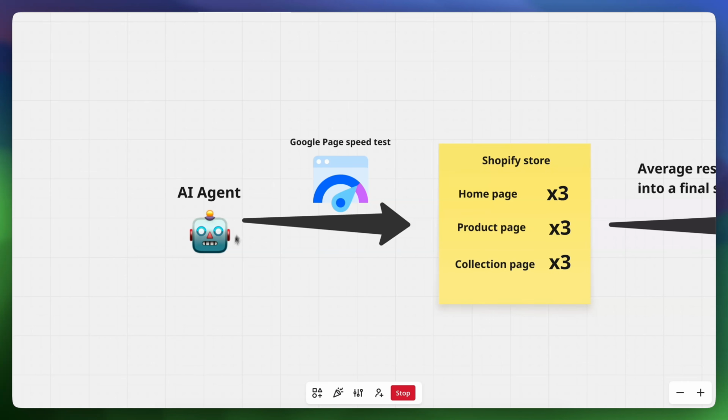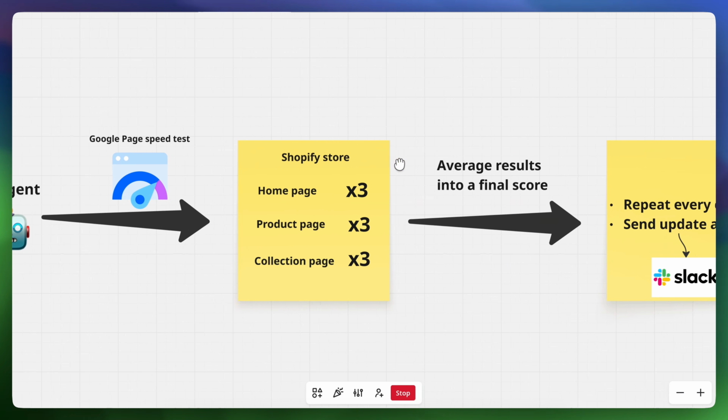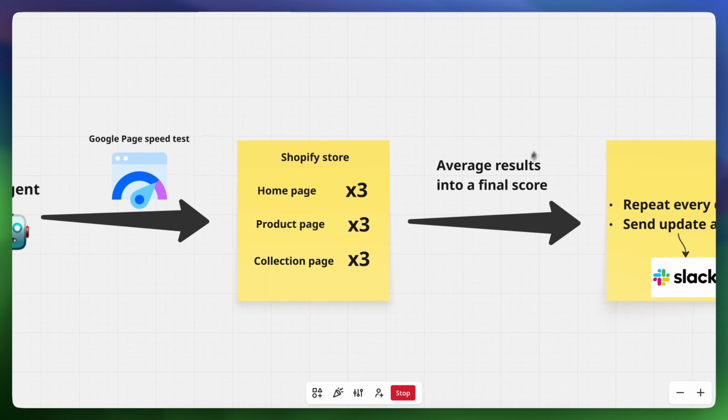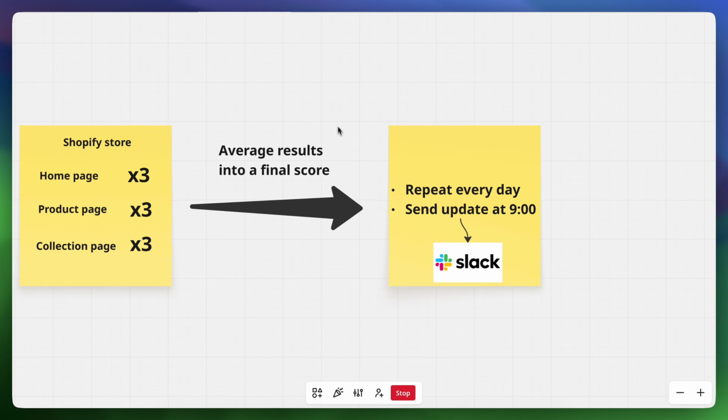I wanted it to test the loading speed of 3 pages on my Shopify store: the homepage, the product page, and a collection page. It should run 3 tests per page, calculate the average scores, and give me a final result. Then it should repeat this every day before 9 AM and send me the results at 9.